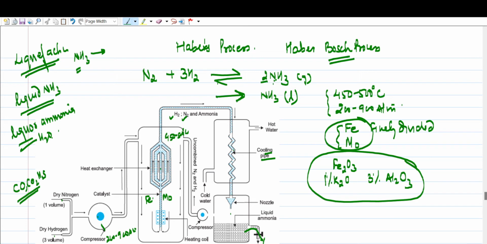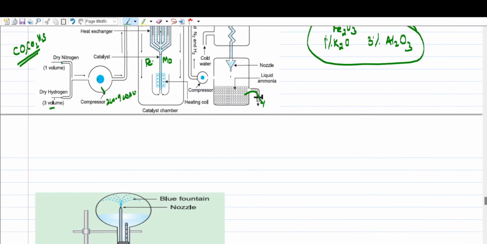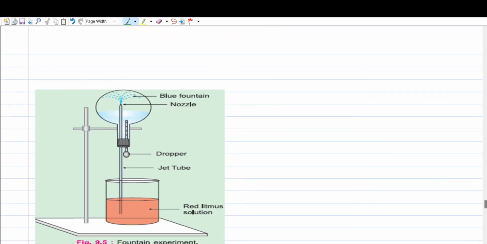Now next we take up the physical properties. Ammonia is a pungent smelling colorless gas, and it is not poisonous. It is lighter than air, and you can identify its nature with the help of the fountain experiment. So what is the aim of the fountain experiment? It is to know the nature of the gas and to confirm the solubility. To confirm the solubility and nature, we perform this experiment.